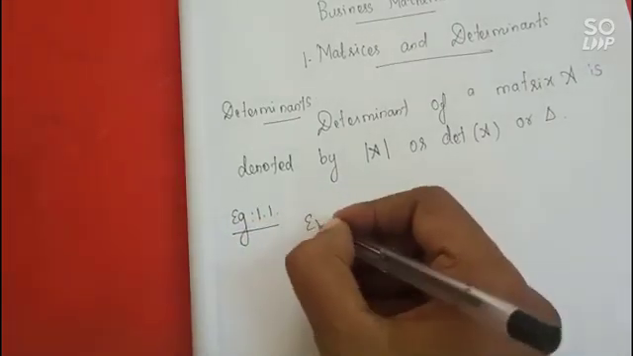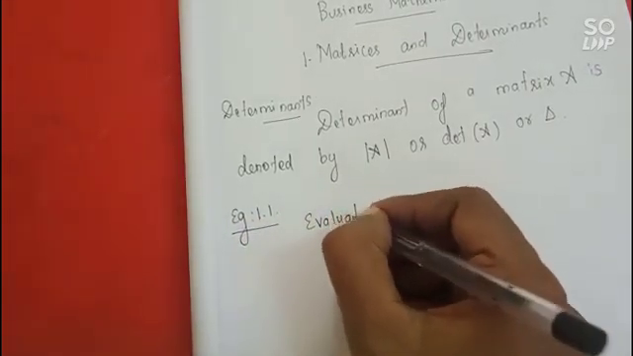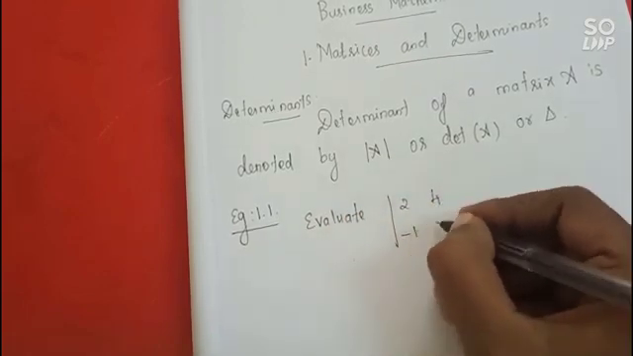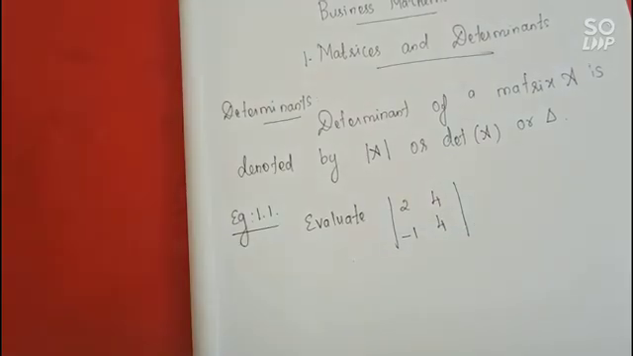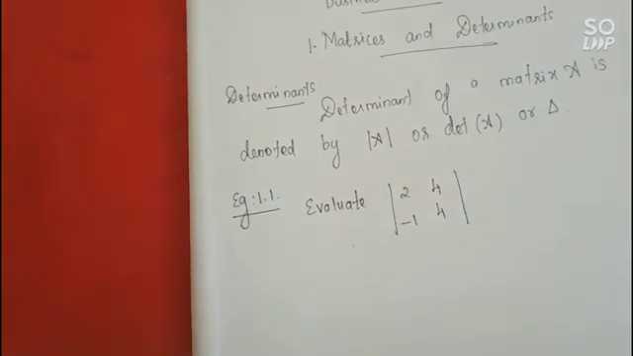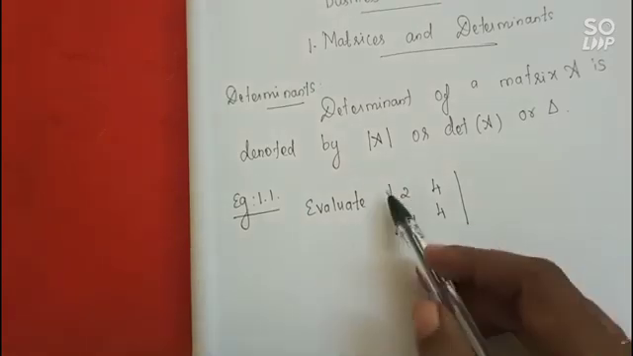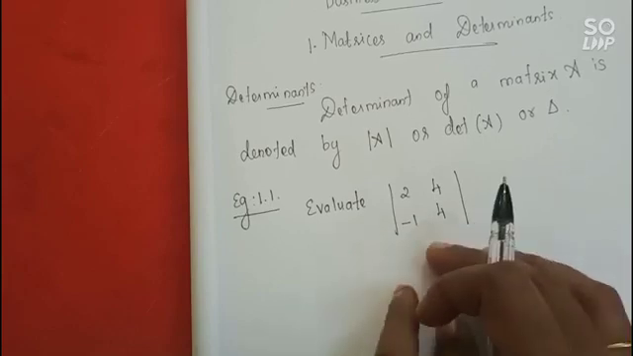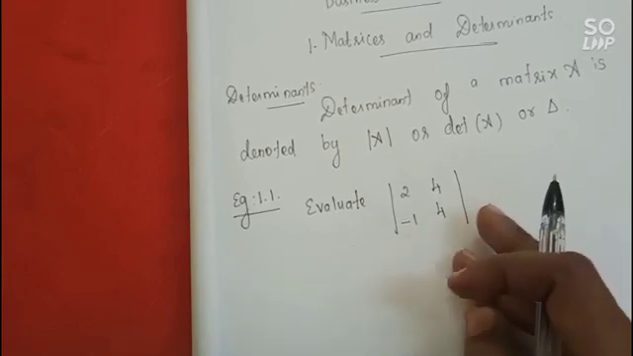Example 1. Evaluate the matrix 2, 4, minus 1, 4. So how will we evaluate? If they ask using this symbol, at once you come to know that they are asking to find the determinant.